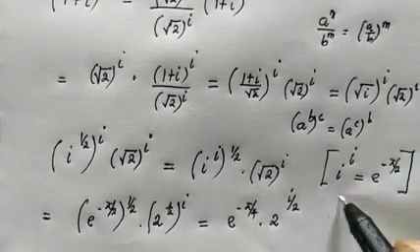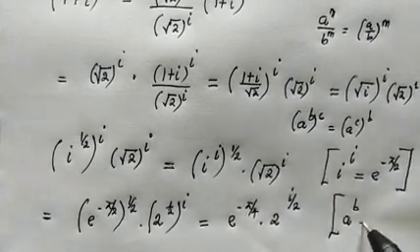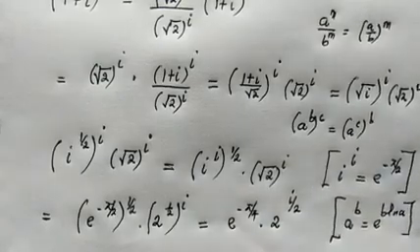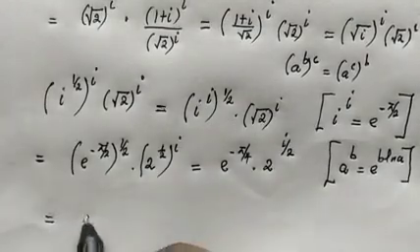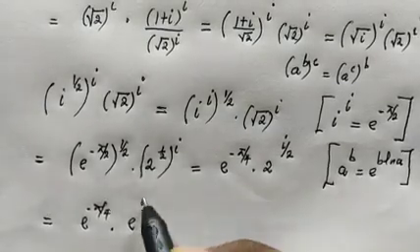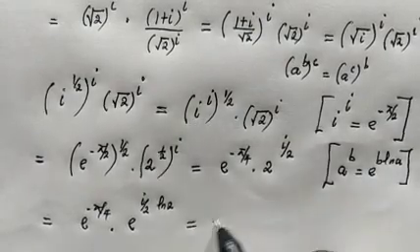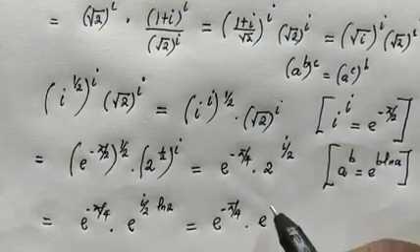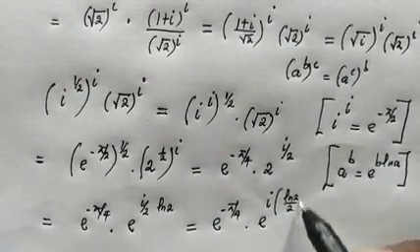Again, let's use this idea. Oh my God, so many identities, right? So a^b can be written in the form e^(b ln a), with a as the base. So this is equal to e^(-pi/4) times e^((i/2) ln 2), which you can write as e^(-pi/4) times e^(i (ln 2)/2).